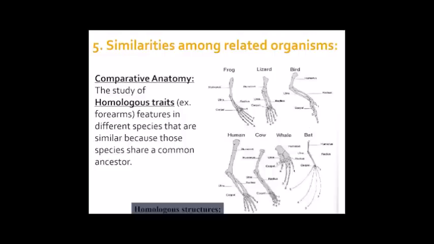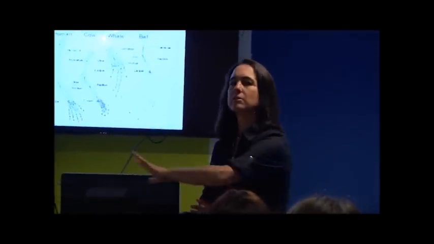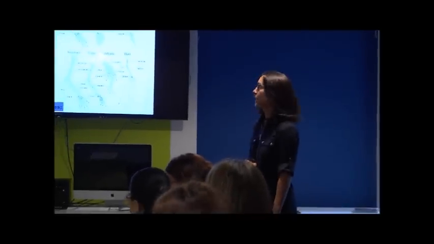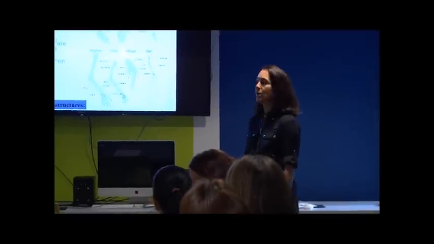And Darwin realized that nature just doesn't reinvent structures. It takes a structure and varies it. Okay, and the forelimb of all vertebrates is a great example of that. And these are known as homologous traits.